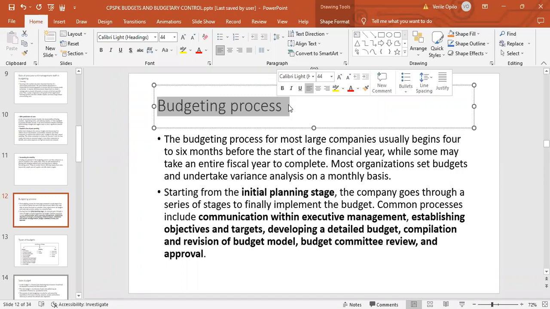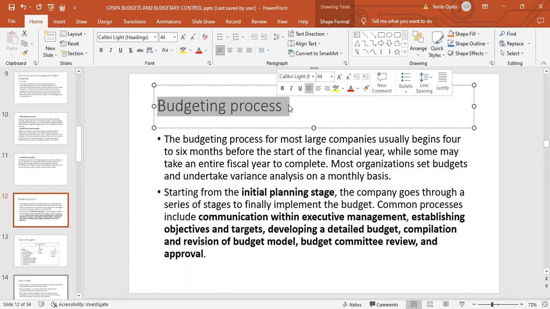So it means that for your organization, there is a process. You don't just wake up and say that I am going to prepare the budget. There is a systematic process. So you need to plan ahead. You need to know what kind of budget we are preparing, what kind of data we need to prepare this particular budget, establish your objectives, establish the targets. And then after you've established the targets, you can develop a budget.